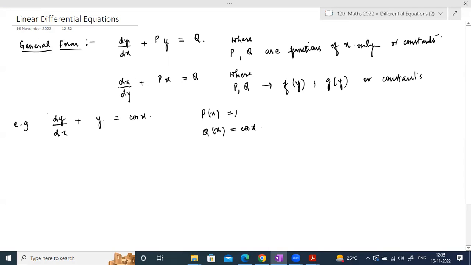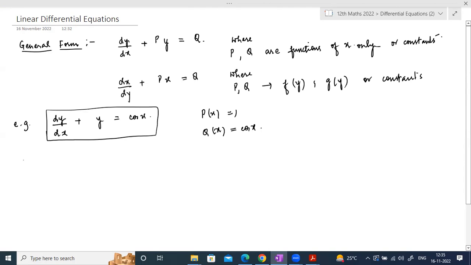Now let's try to see how we arrive at the solution of it. Can this be converted into a variable separable form? That comes to the mind. Can we separate the variables in this equation? No, it is not possible, right? So there should be a different technique. There should be some way to find the solution. And that's what we are going to discuss, because it is not variable separable.